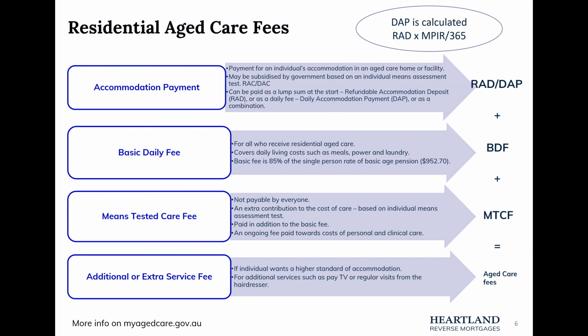So residential aged care fees. The fees for residential aged care are usually made up of three parts, sometimes four if there are additional service fees that they require. But usually the accommodation payment is, well, that's the very expensive part. So the accommodation payment is a payment for an individual's accommodation in an aged care home or facility. And it can be subsidized by the government based on an individual means assessment test. So they look at obviously your income and assets. I will speak about this in the next slide.